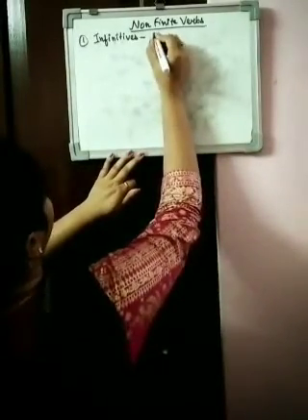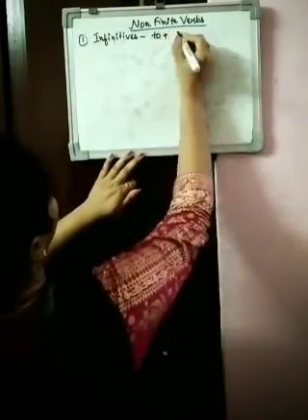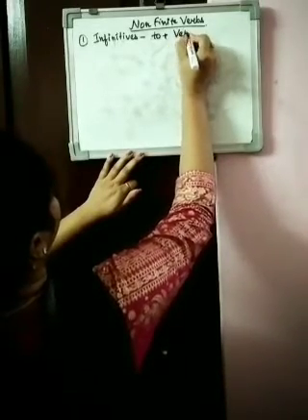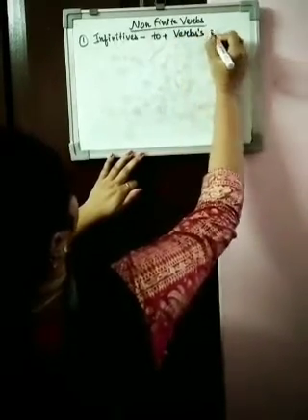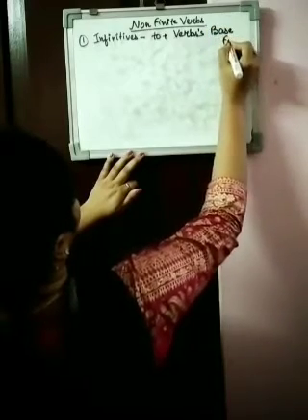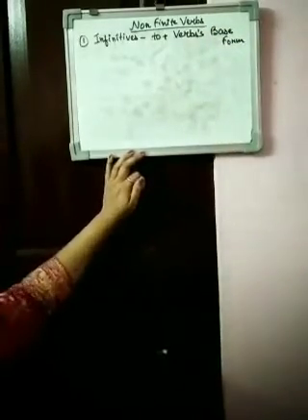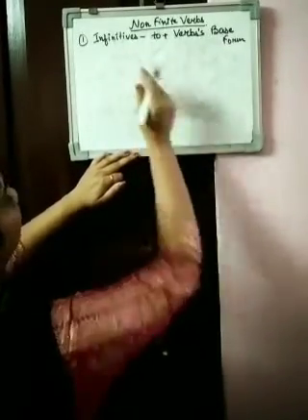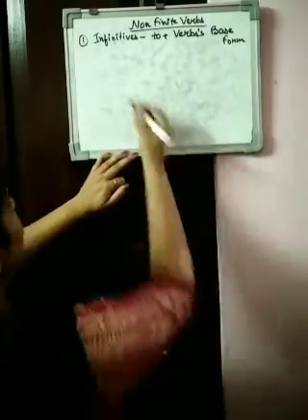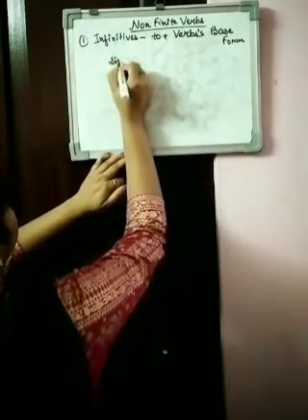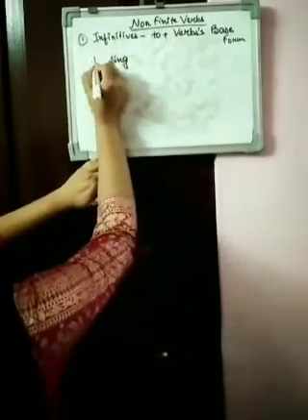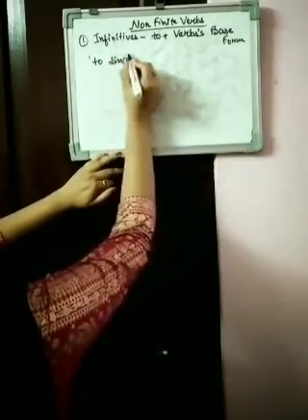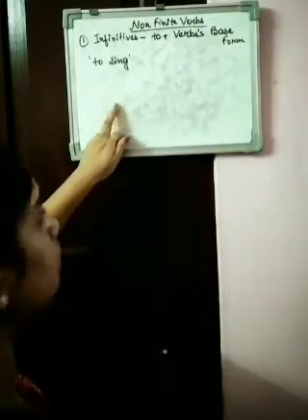Okay, now how is it created? How do we write that? We write it with the help of to plus verb's base form. Okay, this is the first thing. Now how do we do that? Let's just take any verb, for example, sing. When we add to, it becomes an infinitive: to sing.